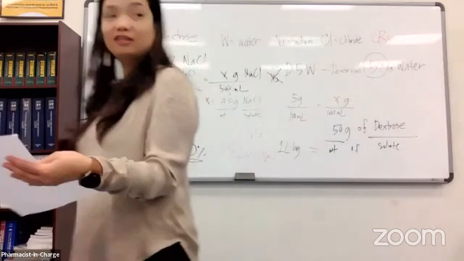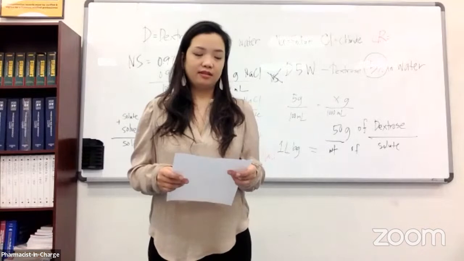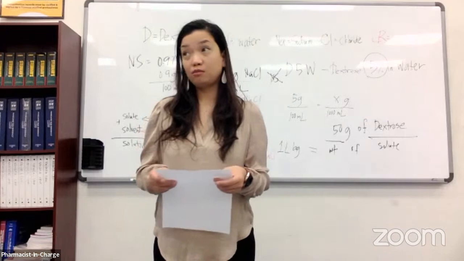How many grams of sodium chloride are in a 250 ml bag of NS? Karen. 225 grams. You just killed somebody. Good times, overdose.